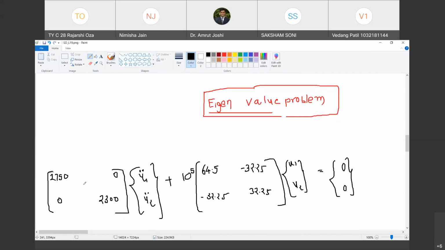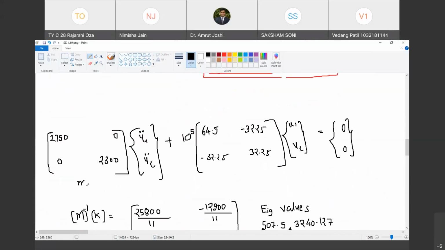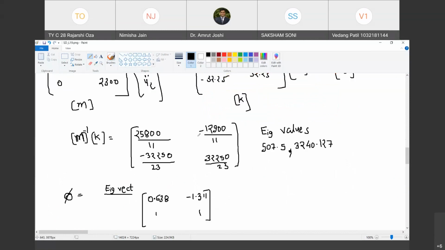Then we call this matrix the M matrix, and we call this matrix the K matrix. Are you with me? Yes, sir. Then we calculated matrix M inverse K, which is shown here, and we calculated the eigenvalues and eigenvectors of this matrix M inverse K. Are you with me? Yes, sir.